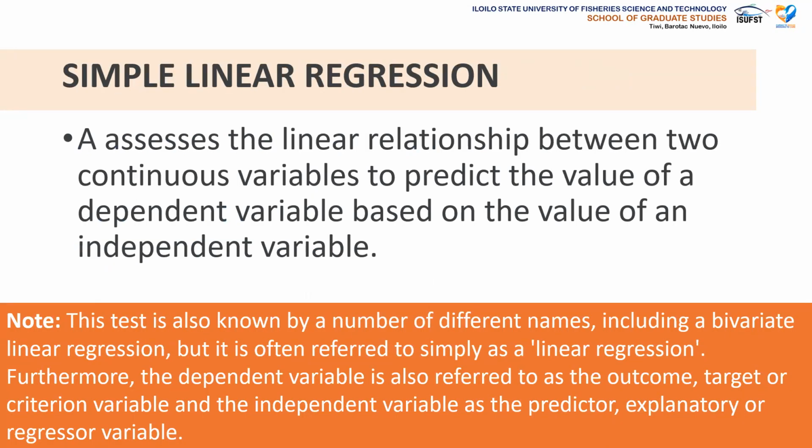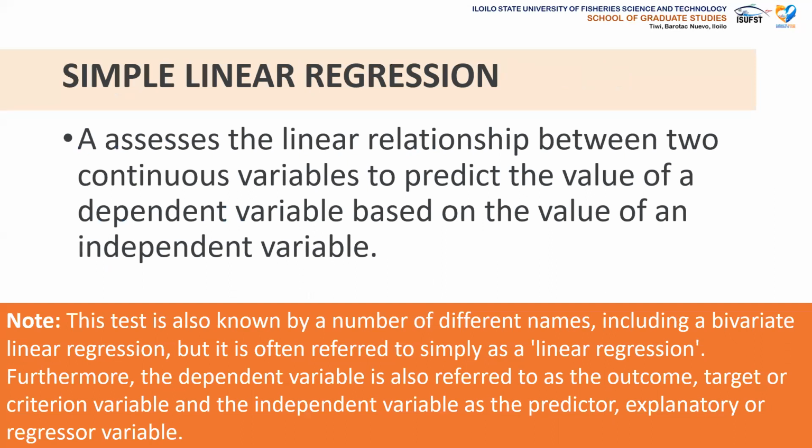So let's talk about simple linear regression. There are different types of linear regression. The first one is simple linear regression. You only have one possible predictor variable. Whereas if you have multiple linear regression, then you could have two or more of them.